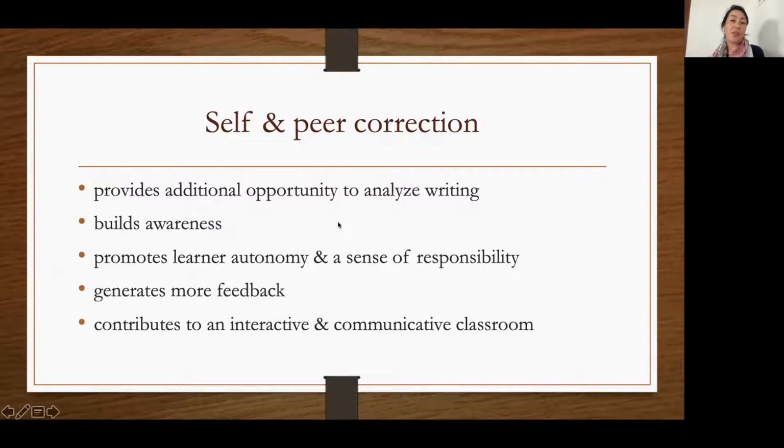Another good thing about self and peer correction is it builds awareness. The mistakes aren't clear. It's like a puzzle or a search. They have to find them themselves. So this is a good exercise and builds good skills, awareness, and habits. As I mentioned, this also promotes learner autonomy. Learners have to find their own mistakes or each other's mistakes, and they cannot always rely on the teacher.